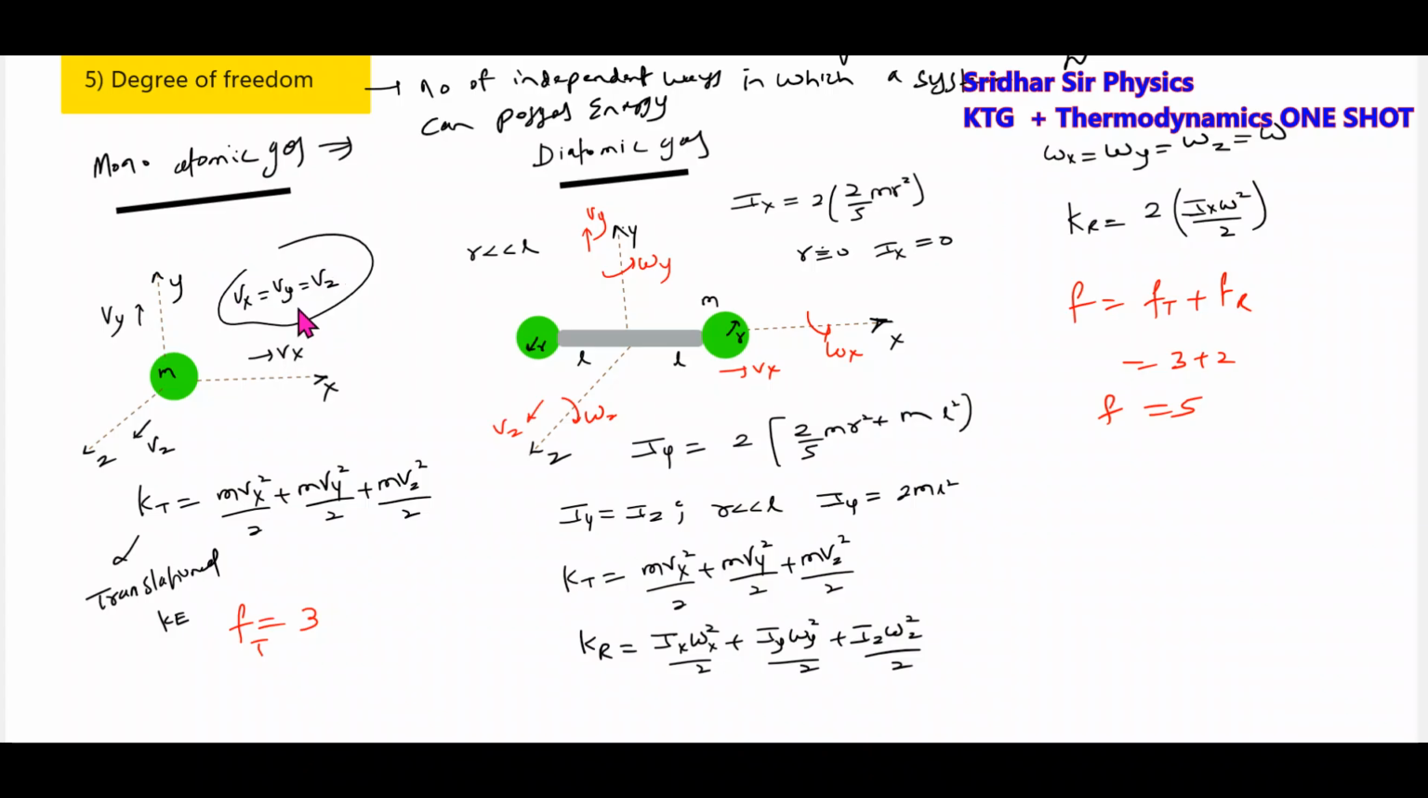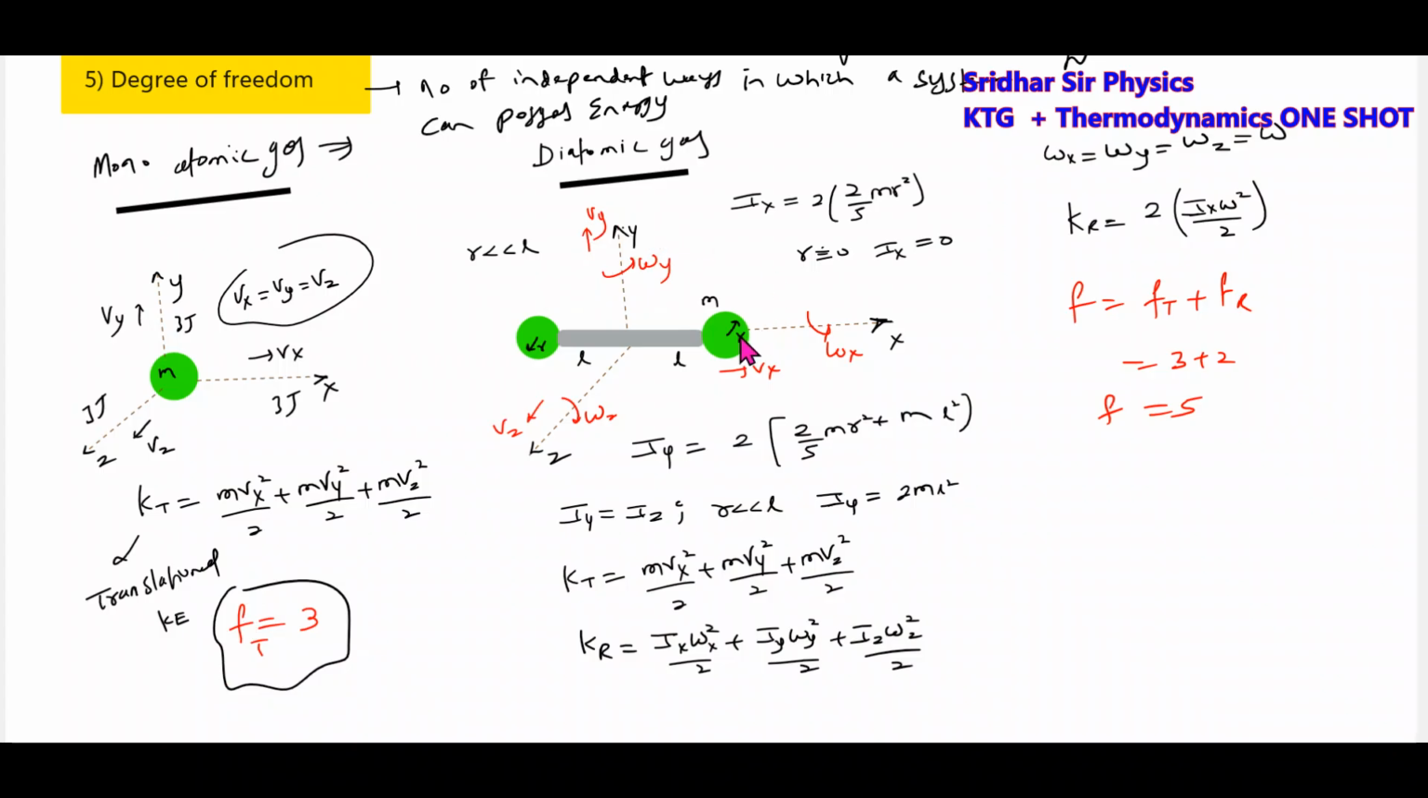According to Maxwell's law of equipartition of energy, whatever energy you give will be divided equally among each degree of freedom. If you give 9 joules, 3 joules along x, 3 joules along y, 3 joules along z. Like that it will be split up. This is one basic property of the molecules. So the degrees of freedom of a monoatomic gas will be 3.